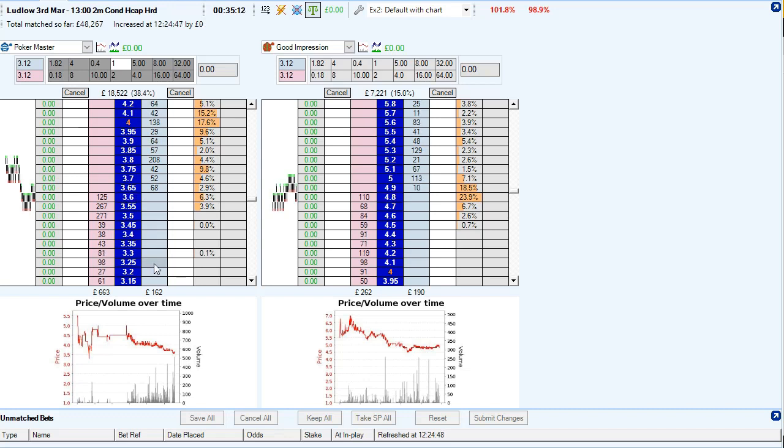Some were better because I was on higher odds, and so the trade out was better. But you get a mix during the day. Some of the prices are really low and you only make a few pence.